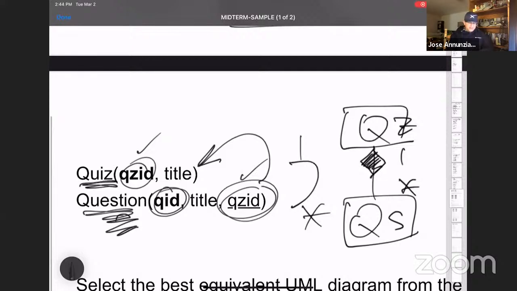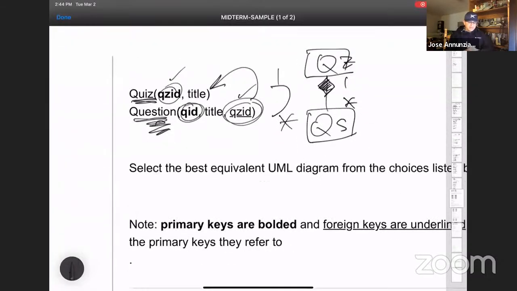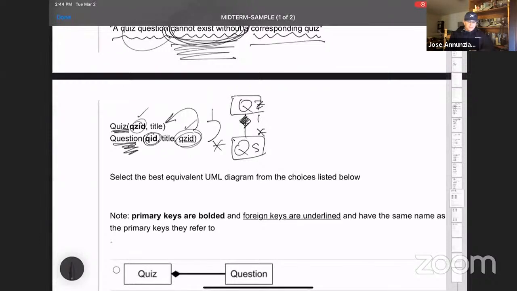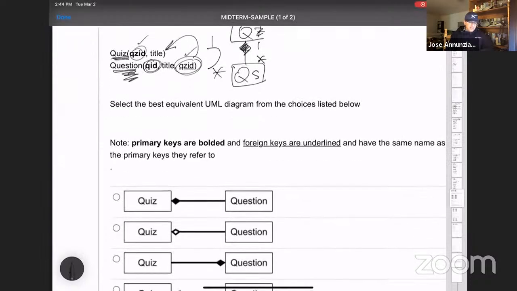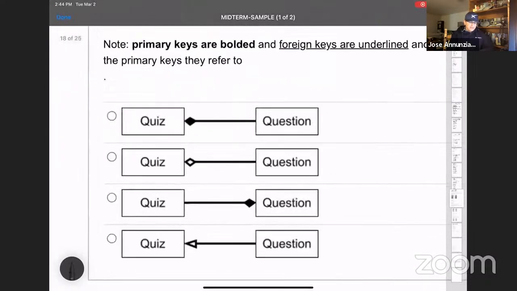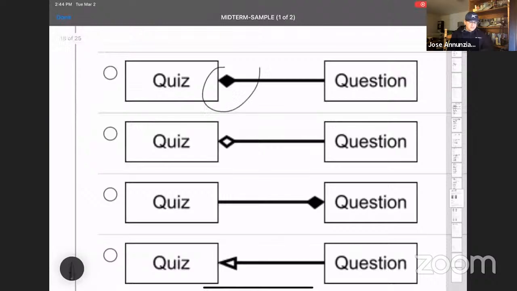Okay, so the question says, select the best equivalent UML diagram that represents this relationship between the two. And indeed, we have here, let's see, what do we have here? So this one looks promising.